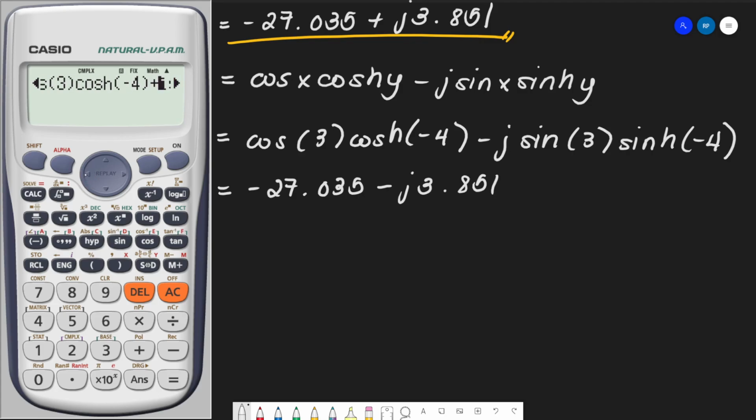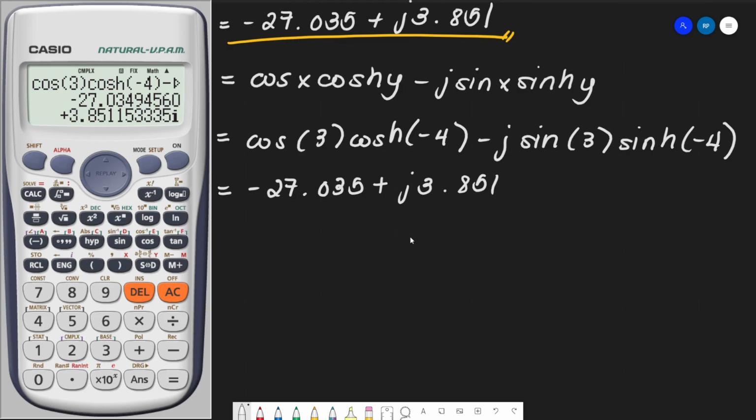Ayun. So, plus yung napindot ko, this should be minus. Ayan. So, this should be plus. Nagkamali lang ako napindot sa calcu, pero should be minus. So, yan yung answer natin: negative 27.035 plus j3.851.